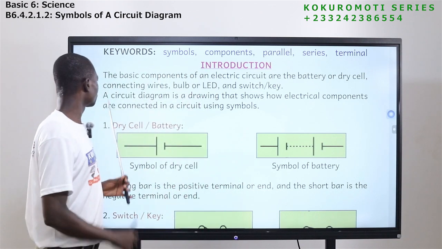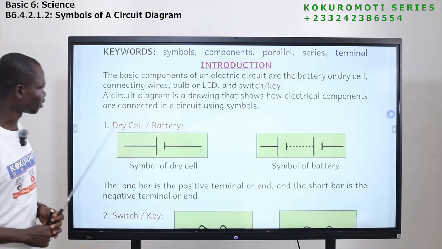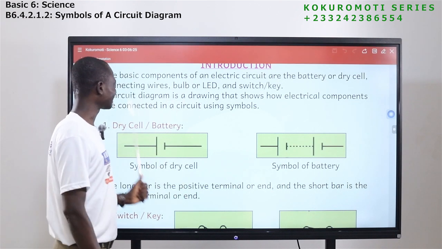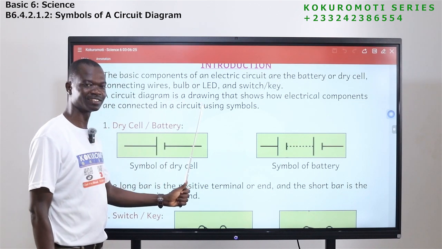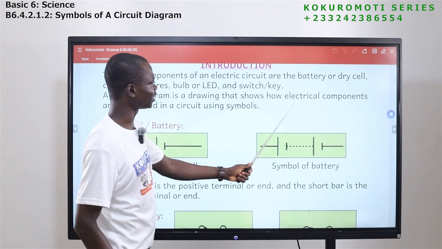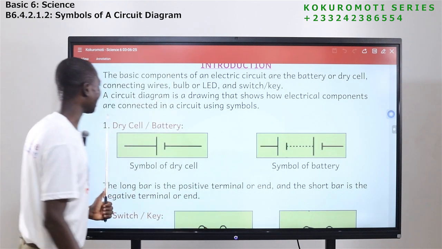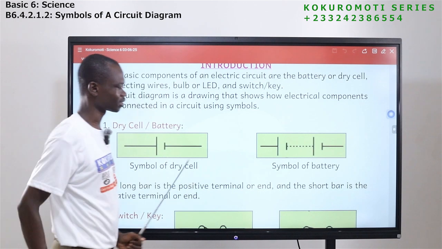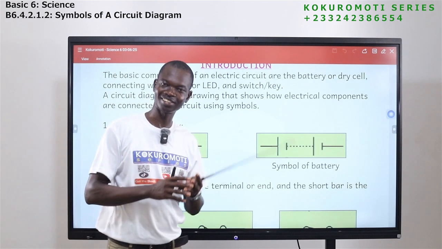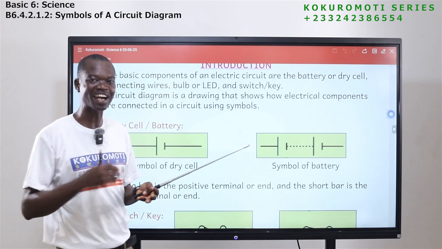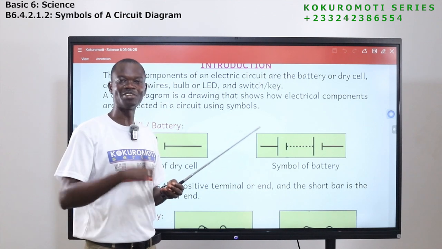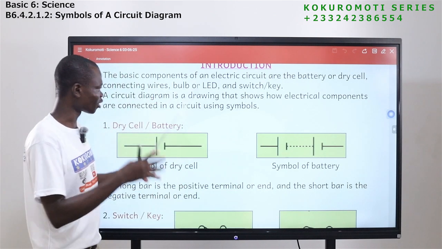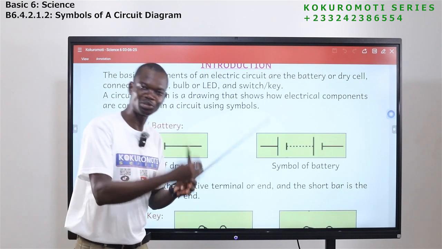Okay, so what is a circuit diagram? A circuit diagram is a drawing. Listen, a circuit diagram is a drawing that shows how electrical components are connected in a circuit using symbols. So it is a drawing. If you are asked to draw a circuit diagram, you are expected to draw something. It's a drawing. So you draw something.